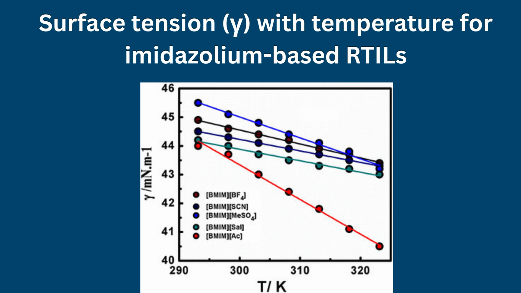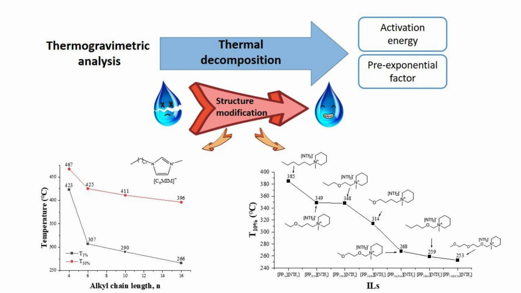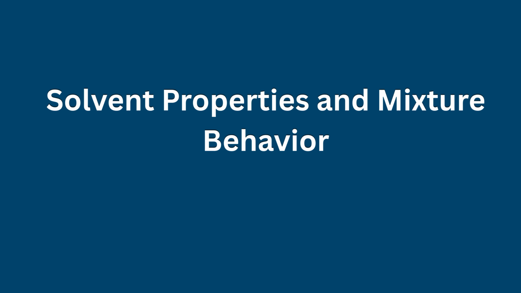Surface tension. Surface tensions of RTILs, approximately 30 to 55 millinewtons per meter, lie between those of water and hydrocarbons. Increasing alkyl chain length lowers surface tension, reflecting enhanced hydrophobic character. Thermal stability and decomposition. RTILs are often thermally stable over broad temperature ranges. However, certain anions, for instance, PF6 and BF4, are susceptible to hydrolysis, generating corrosive byproducts such as HF. Stability is thus highly dependent on chemical composition and environmental conditions. Solvent properties and mixture behavior.